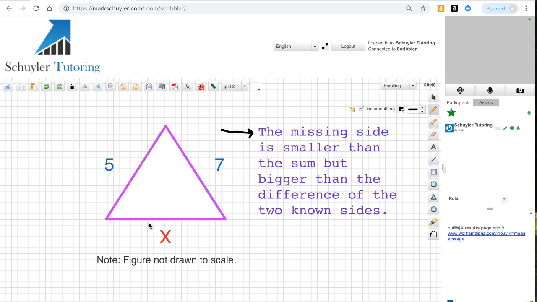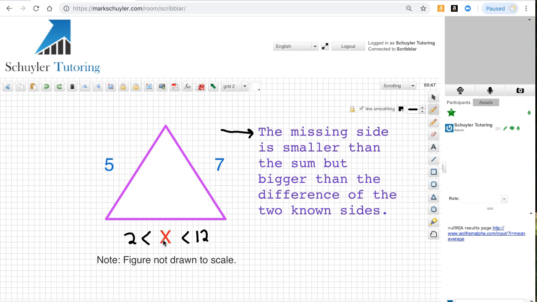Now, here we have a grid-in, meaning that you don't have multiple choice answers to work with. You have to come up with an acceptable answer for X. The grid-in section was ready to take any answer for X, and if you remember my little trick with the inequality symbols, that's not a bad thing to do. The sum is 12, so it has to be smaller than the sum. The difference between 7 and 5 is 2. It has to be bigger than the difference.